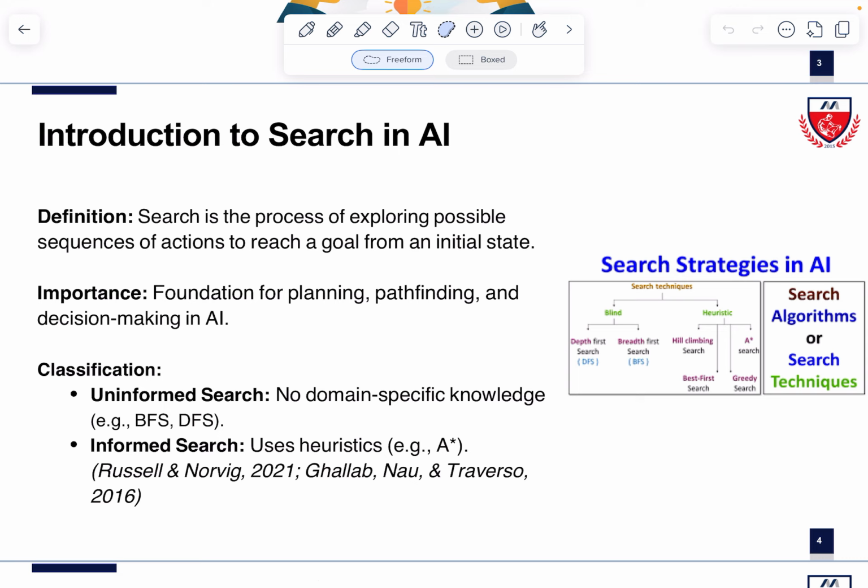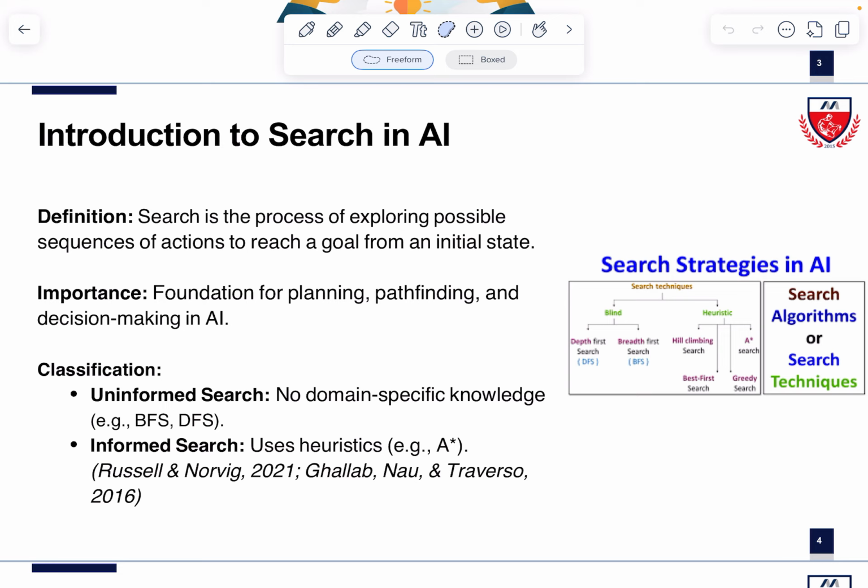So for the first slide, let's talk about its definition. What is search? In reality, when we search for something in a dictionary, for example, we want to search for the word discuss, we will go directly to letter D in the dictionary, right? We will not go over A, B, C, D. This is what we do.